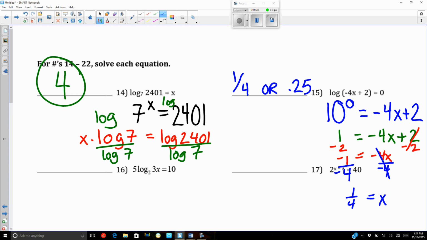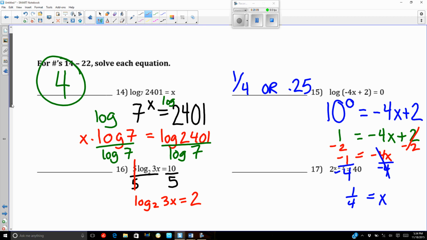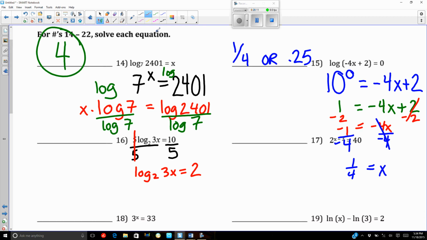Moving to 16, it's in log form, so we do want to convert it to exponential form. But before we do that, get the logarithm by itself, or get it in complete standard logarithm form by dividing both sides by 5. So we end up with that on number 16 once we divide both sides by 5, then put it in exponential form and solve it.